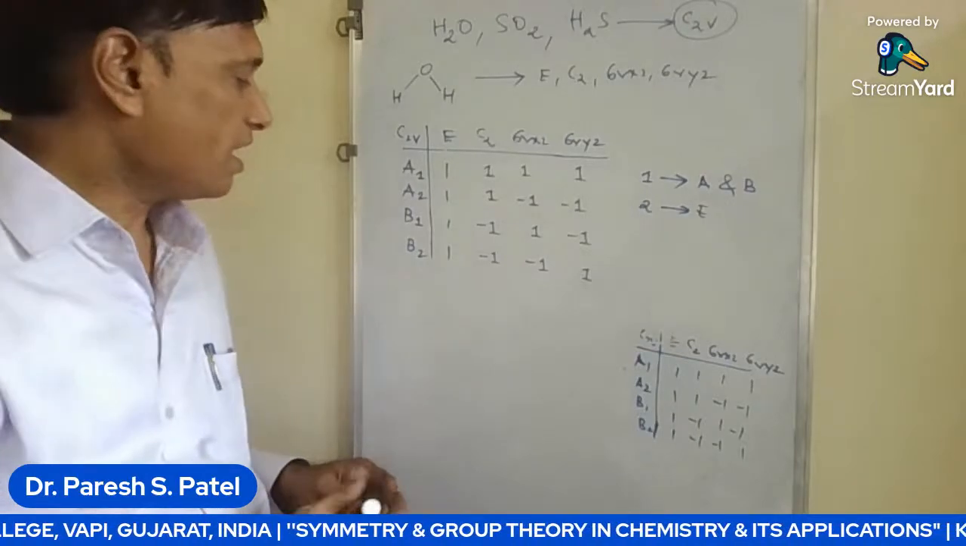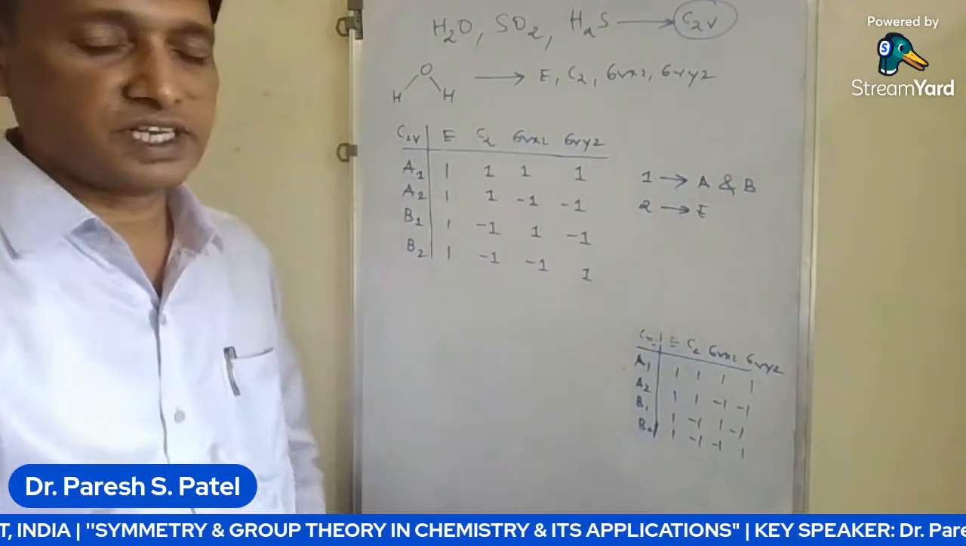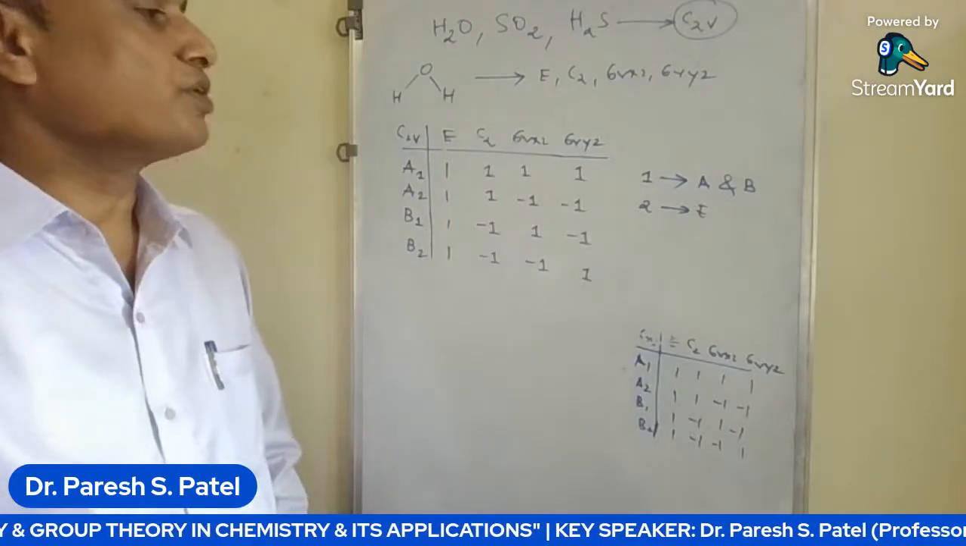Anyhow, this is the character table for the C2v point group.